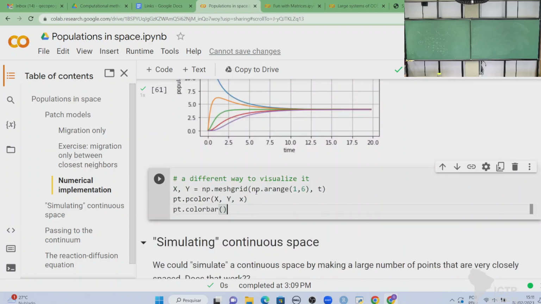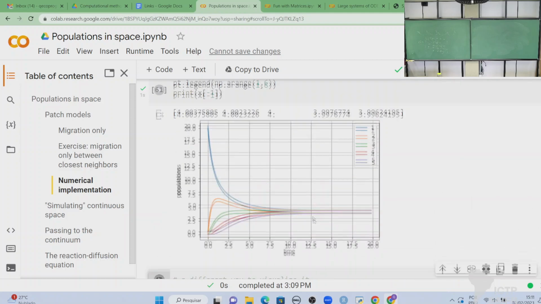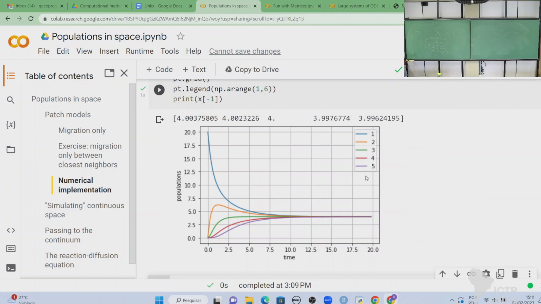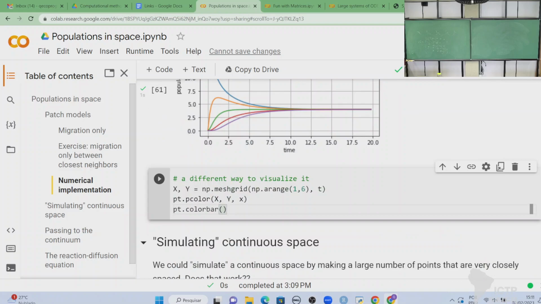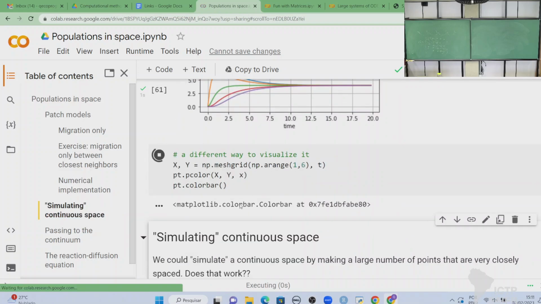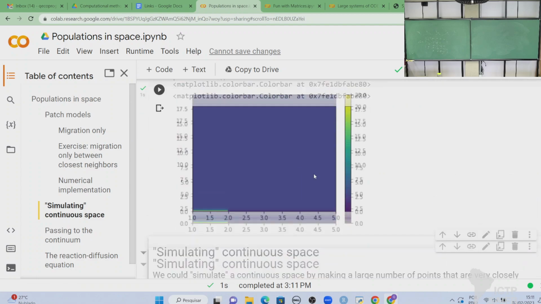Now, there's another way to plot this. I'm not so sure this is very helpful, but I included it here anyway, right? Because now, when I just number the populations, this plot here doesn't show me so clearly that this is space, that patch 1, then 2, then 3, then 4, then 5, okay? If I plot this using a heat map, this becomes a bit clearer, but this plot is terrible, actually.